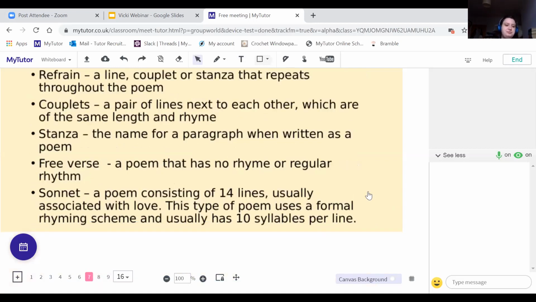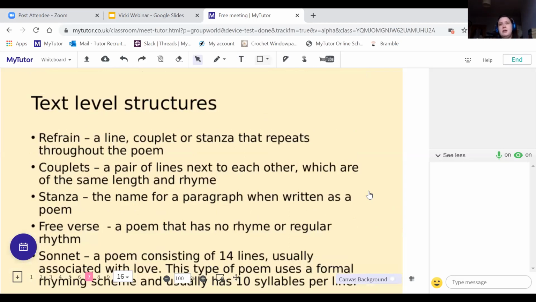Text level then. So this is looking at the form and structure, essentially the big picture. So refrain we could have. That would be a line, a couplet or a stanza that repeats throughout the poem. Very similar to a song, almost a bit like a chorus in a song, so returning to something that has already come in a poem.